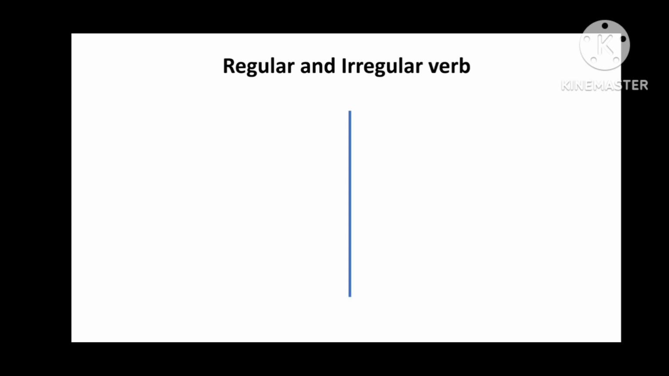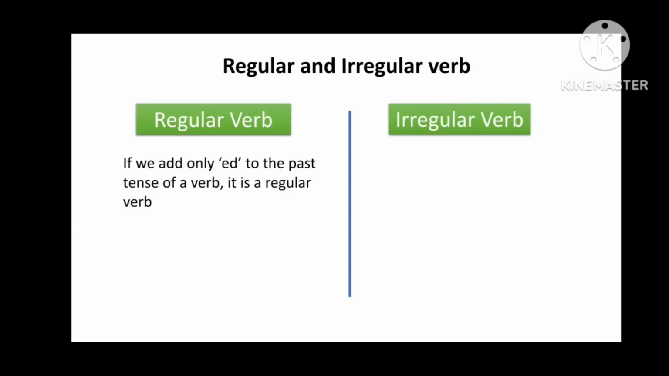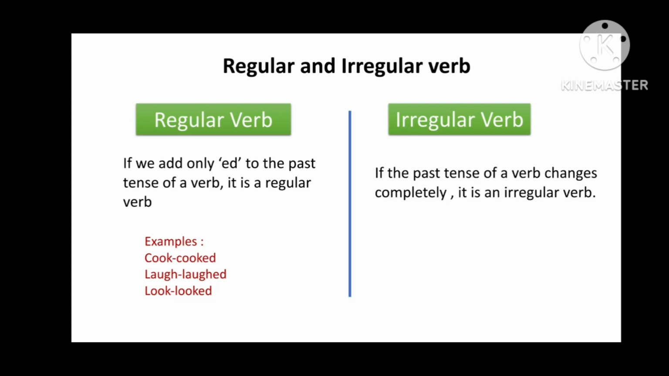Next, we have regular and irregular verbs. If we add only ed to the past tense of a verb, it is a regular verb. For example, cook, cooked, laugh, laughed, look, looked. Here in the past tense, we have only added ed to the present tense. But if the past tense of a verb changes completely in spelling, it is an irregular verb. For example, go becomes went in the past tense. Eat becomes ate. Sing becomes sang. So all these are irregular verbs.